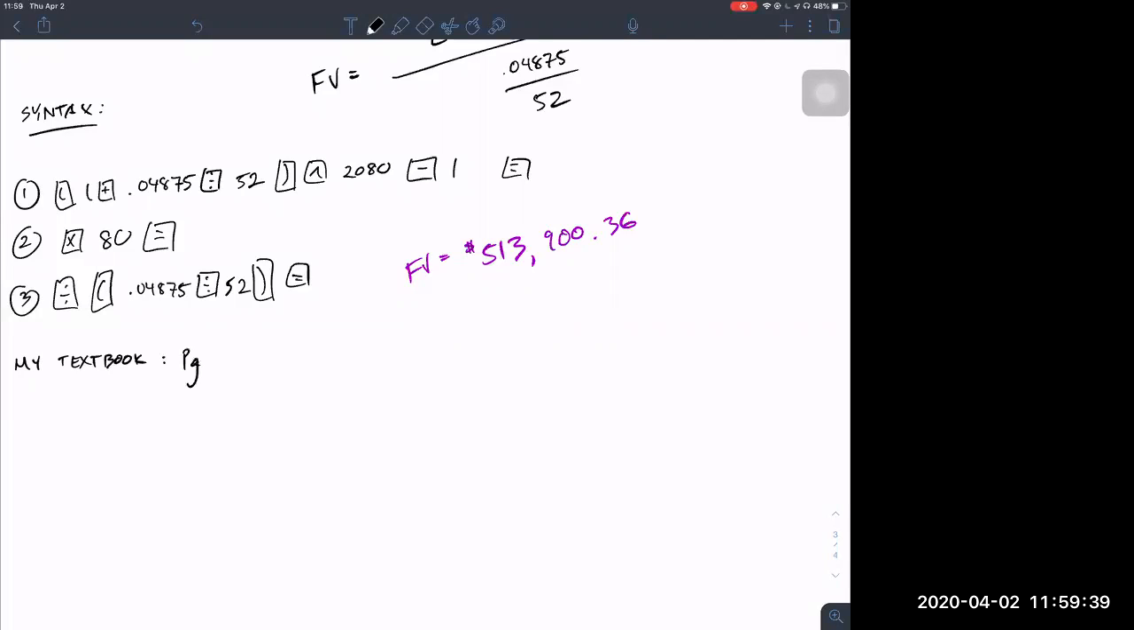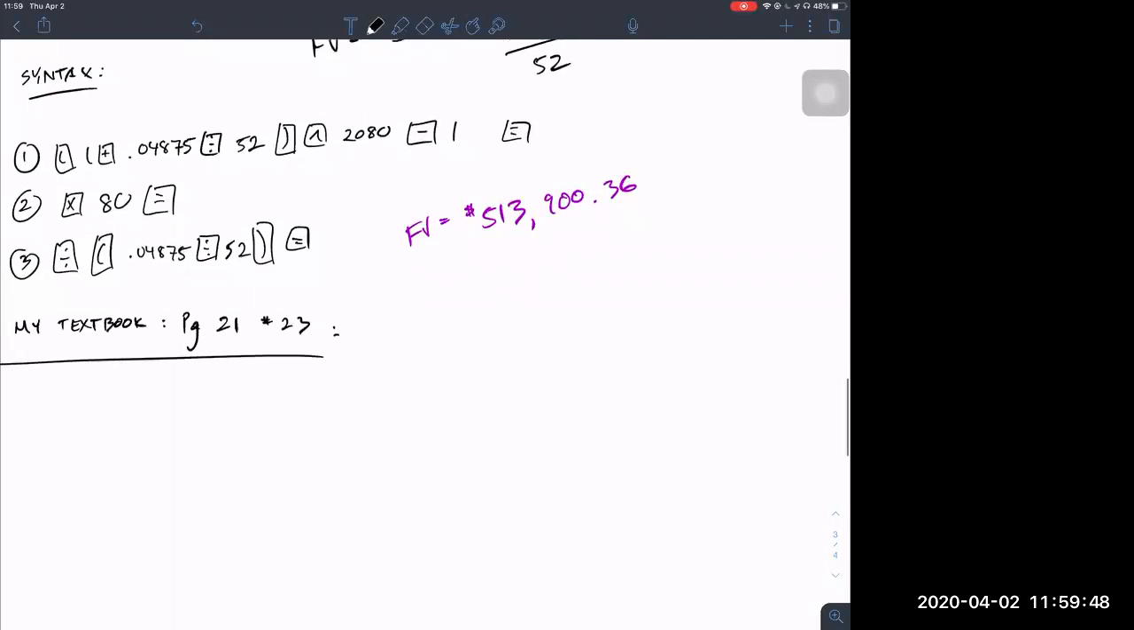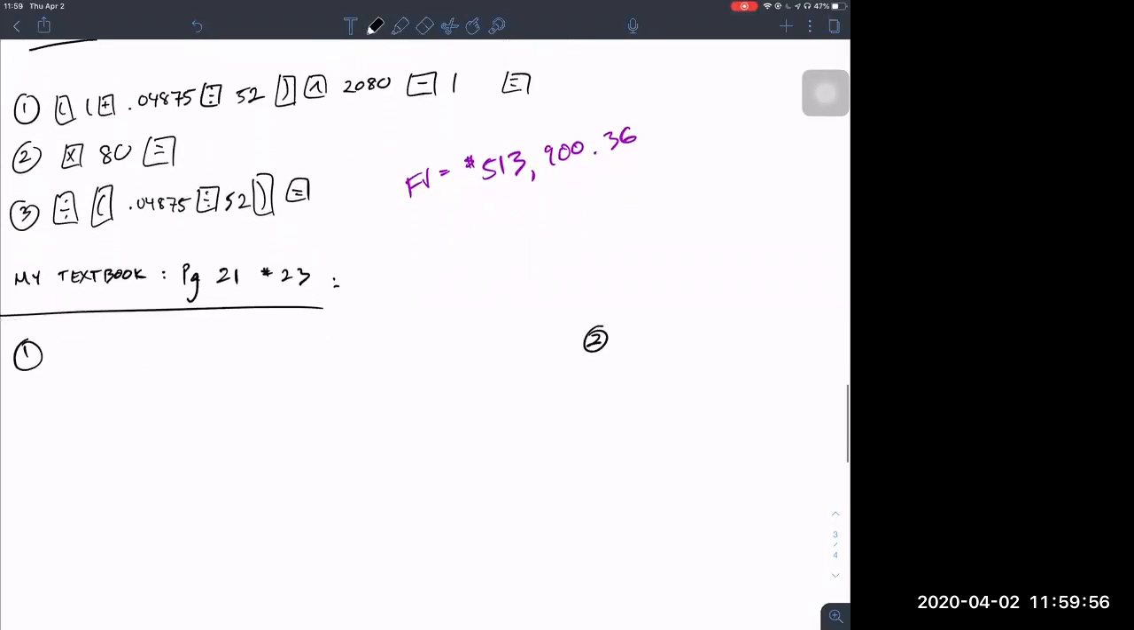Page, what is that? Problem 21, number 23. Okay, so what is it about this problem specifically? See, you can see that it's like a part 1 and a part 2 again, right? So did you get the setup to look like this at least?